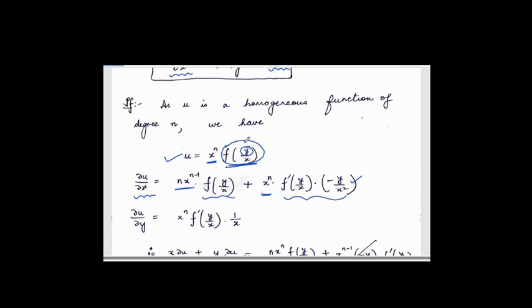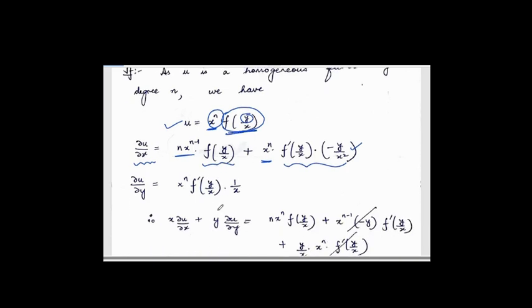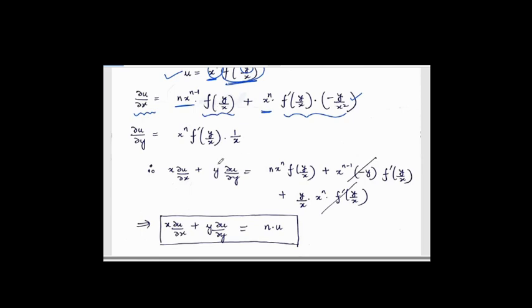Similarly, del u by del y, when you do, then x to power n is going to be like a constant, because when you are doing partial differentiation with respect to y, x is treated like a constant. So it's just f dash into y by x into 1 by x, because you are differentiating with respect to y. So now let's compute the left hand side of the required equality.